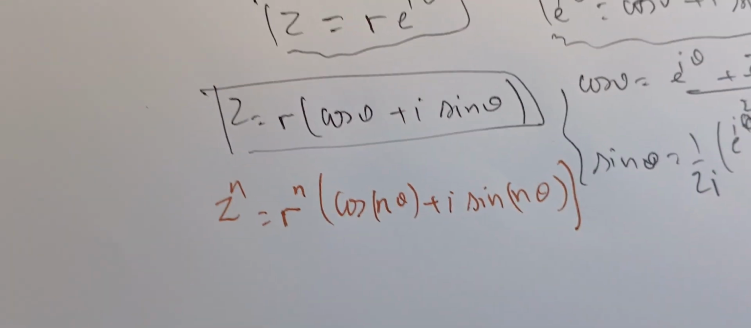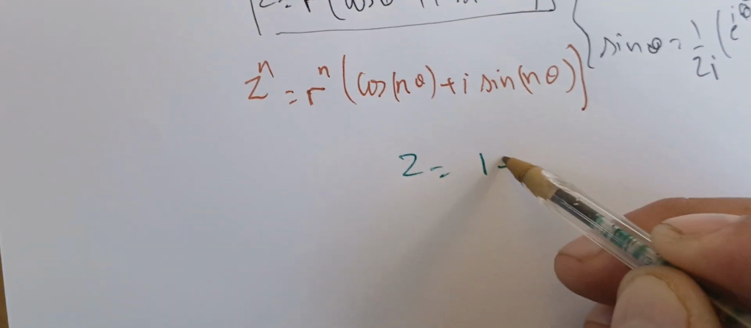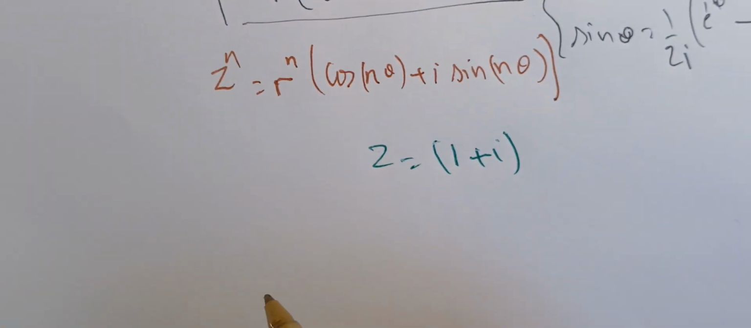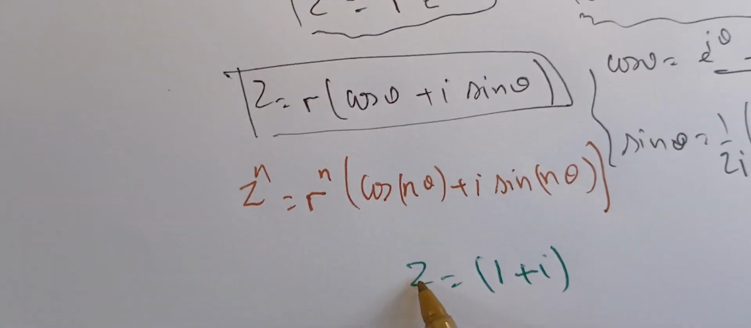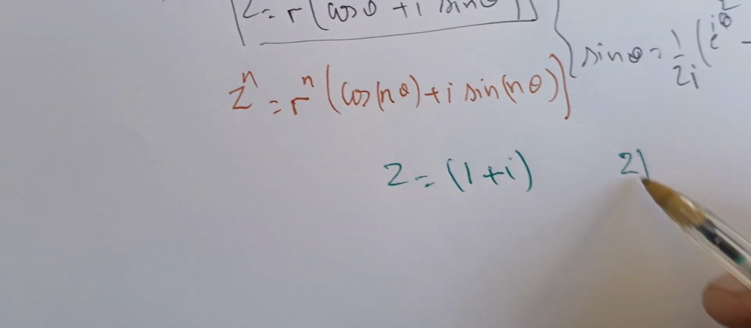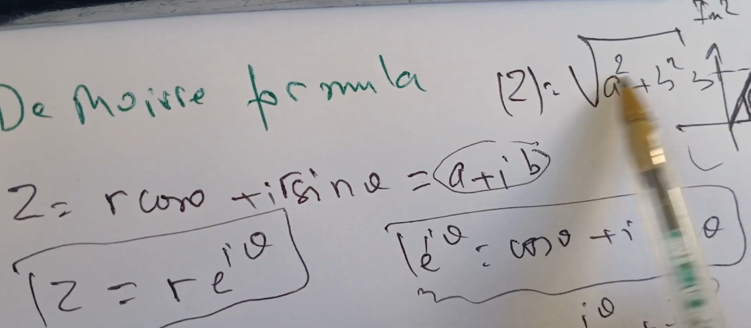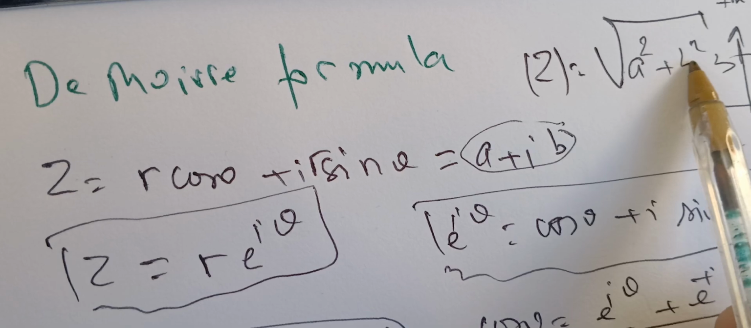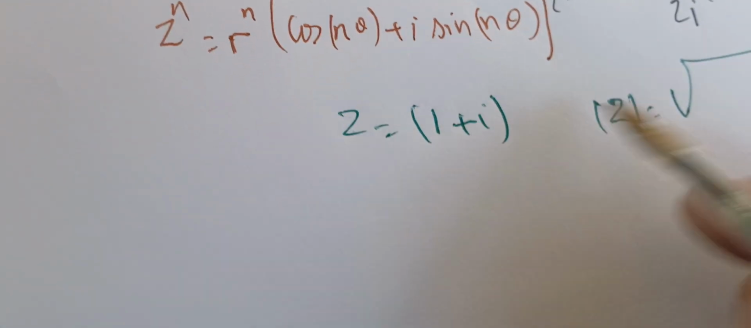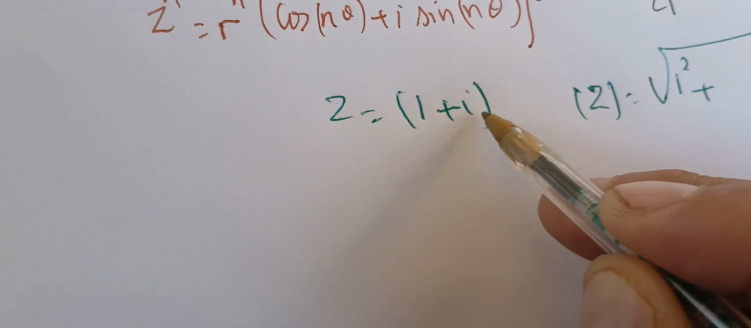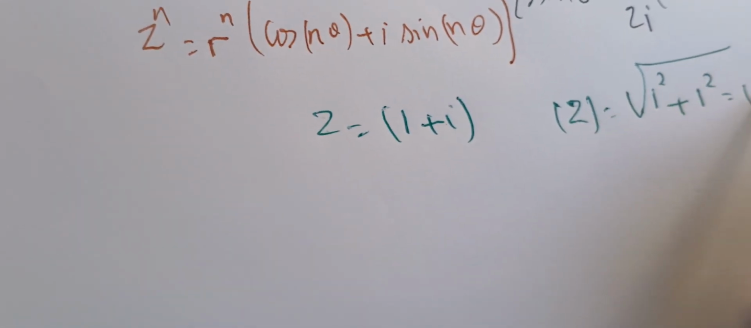Now let's work this example. Let z be something simple, 1 plus i. This is simple, but we need to write it in this form. So what's the modulus of z? The modulus of z, according to our definition, is the square root of the real part squared plus the imaginary part squared. The real part is 1, squared. The imaginary part is the one facing i, which is 1, squared. That's the square root of 2.